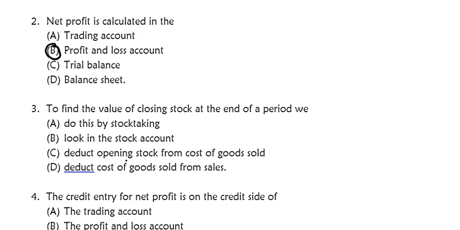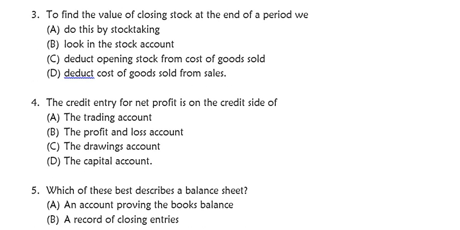To find the value of closing stock at the end of a period, we do this by stock taking. Look in the stock account, deduct opening stock from cost of goods sold, deduct cost of goods sold from sales. So which of these is the correct answer? To find the value of closing stock at the end of the period, we do this by stock taking. Stock taking is sometimes also referred to as inventory checking. That is the process of physically counting and verifying the quantity and the condition of the items held in stock.